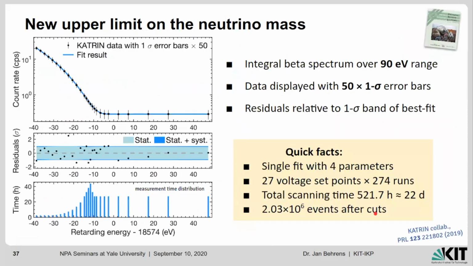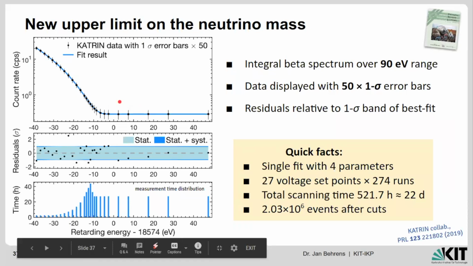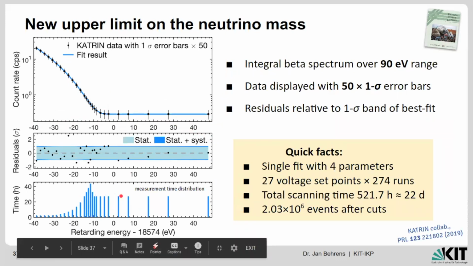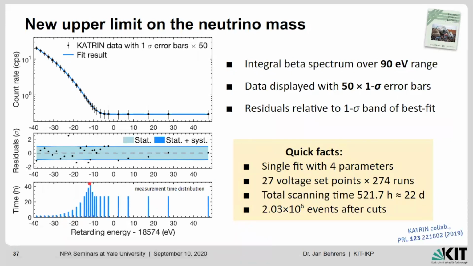And so this is a fit on our first 22 days of data, where we have an integral spectrum over about 90 eV energy range, so 40 eV below the endpoint, 50 eV above the endpoint to investigate the background. The data here is displayed with largely increased error bars to make them visible. And again, you can see here that we are mostly dominated by statistical uncertainty. And also on the bottom of the plot, you can see the measurement time distribution that I explained earlier, where you see that we spend most of the measurement time in a region where we are most sensitive to the neutrino mass at these experimental settings.